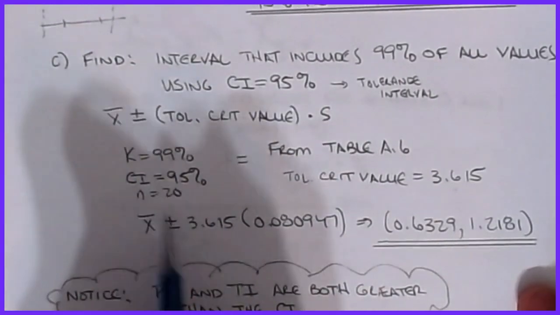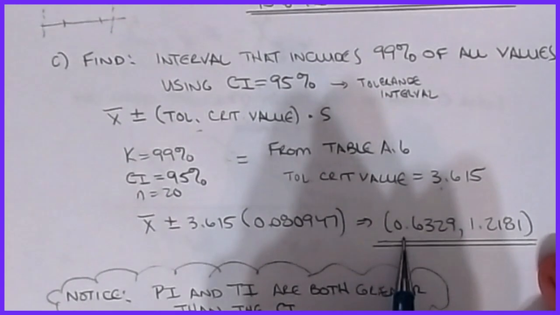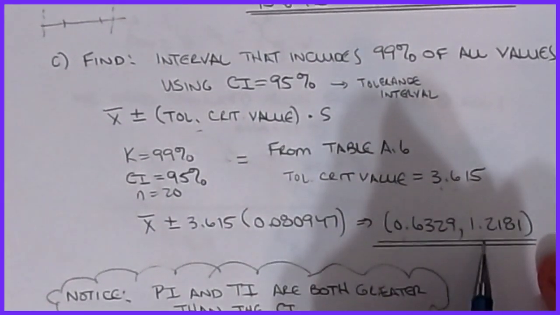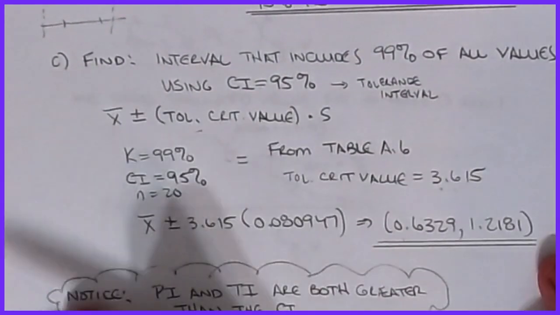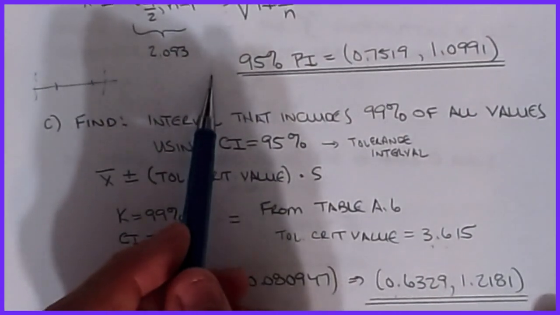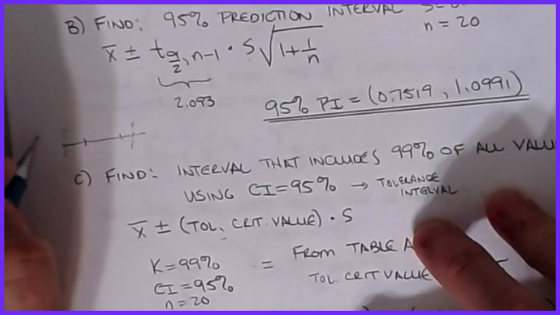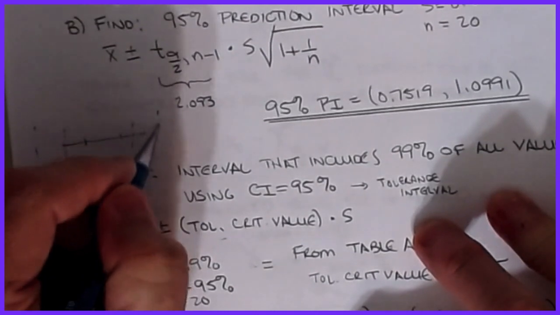But for the tolerance interval, if I run the numbers using this formula and my statistic, you can see that the band is now 0.6329 and 1.2181 as the upper bound. So you can see that it's significantly larger now than the prediction interval, which was larger than the confidence interval. So if we go back to our graph, what's happening is now to capture all of the data, I've got to really expand this thing.